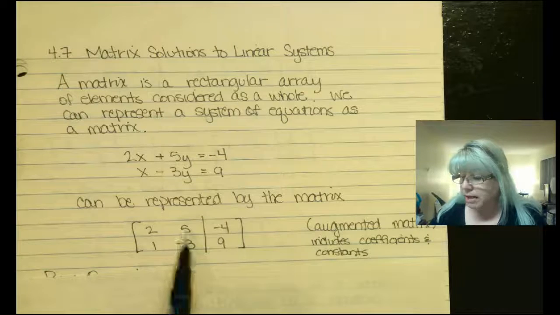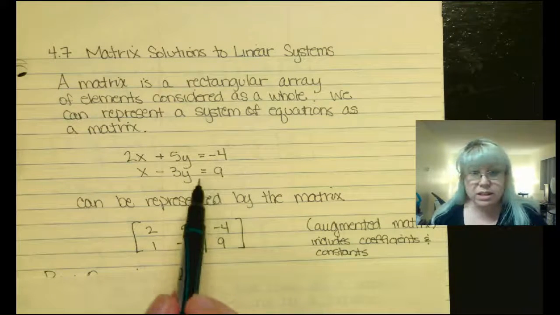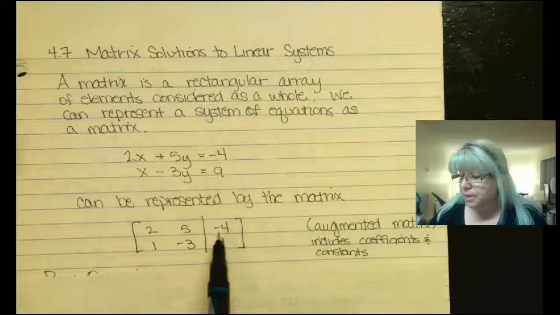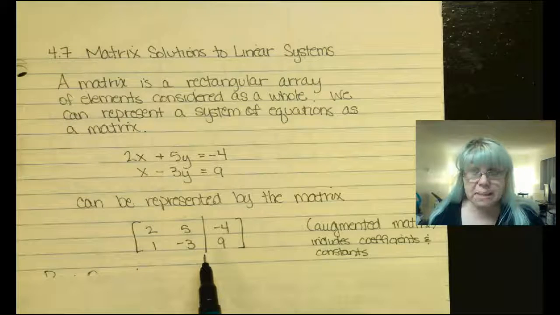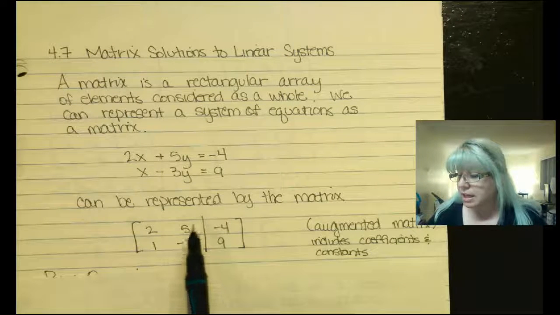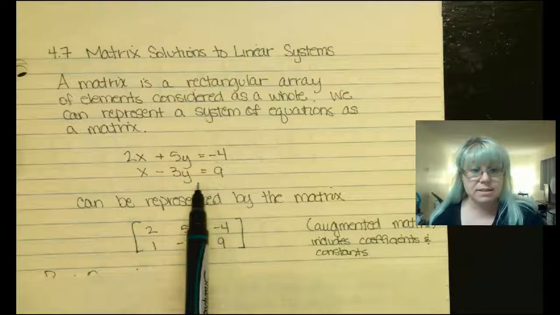2, 1, 5, -3. We put a line in between just to let us know that that's where the equal sign sits. -4 and 9. This is what's called an augmented matrix. It means it includes the coefficients of the variables as well as the constants.